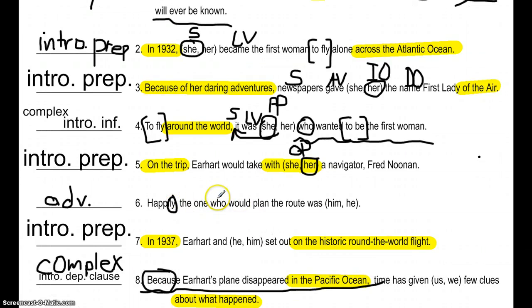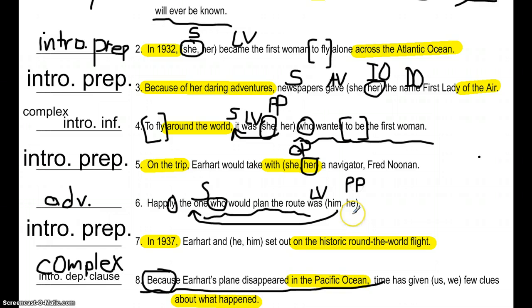The one who would plan the route was him or he. Oh, I see another dependent clause in there, that same one with who. Who would plan the route? So if I ignore that, I have one is the subject, was is the linking verb. I remember with the linking verb that I can switch the order of my sentence. He was the one or him was the one. I know that following a linking verb it's a predicate pronoun, and only subject pronouns are allowed to do that job, and the subject pronoun has to be he.